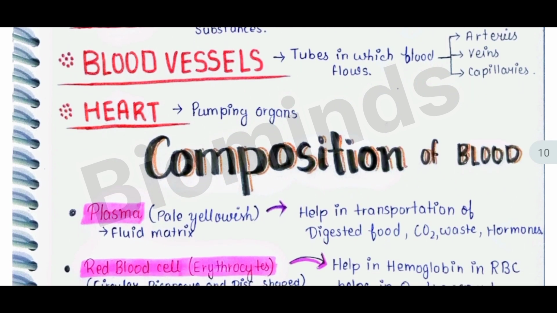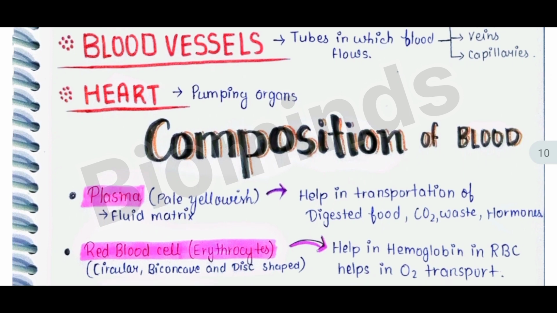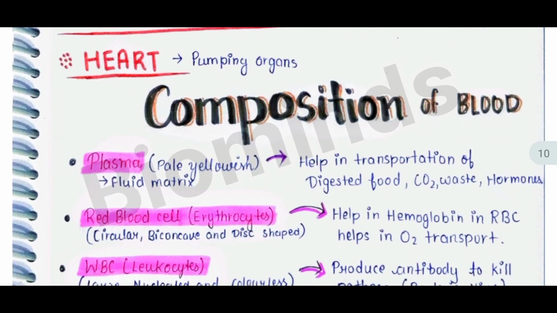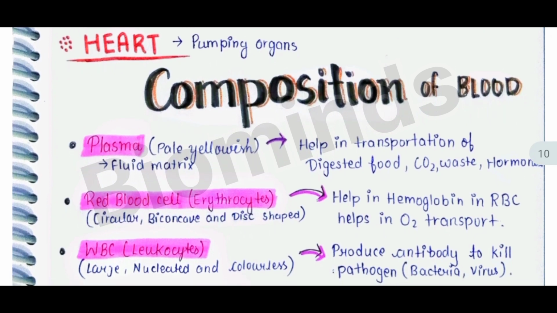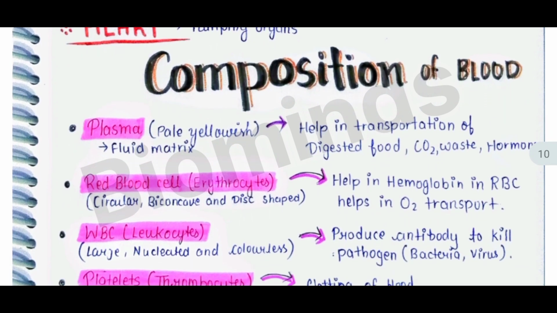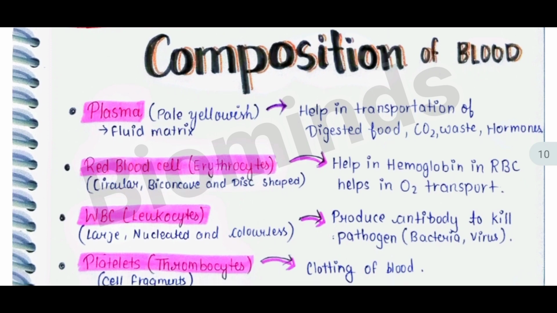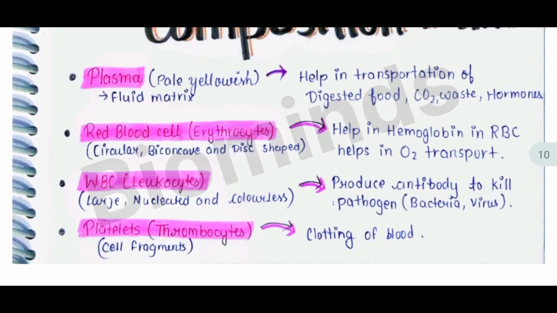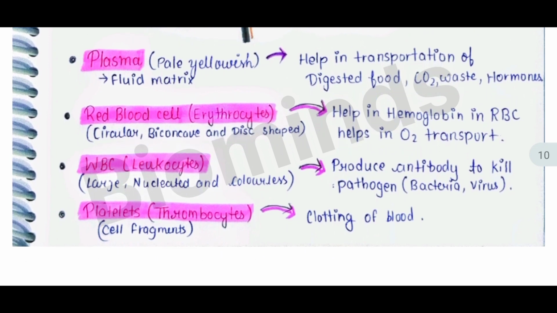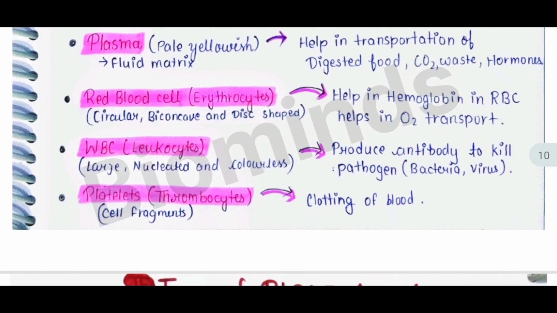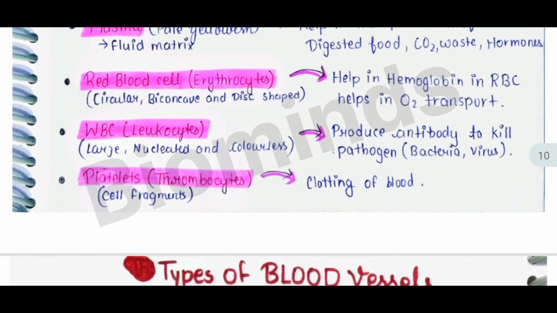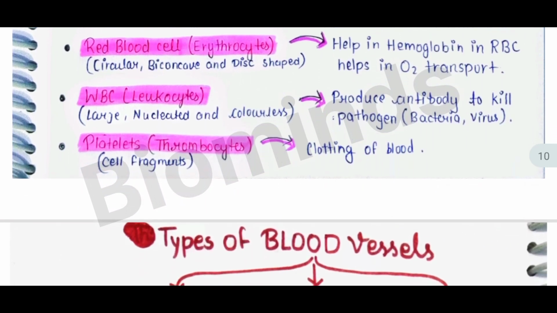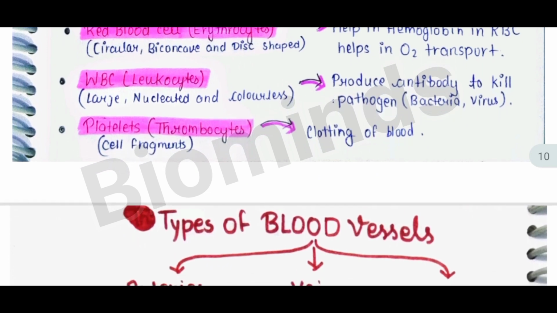The composition of the blood: plasma is pale yellowish in color and helps in the transportation of digested food, carbon dioxide, waste and the hormones. Red blood cells, called erythrocytes, contain hemoglobin, which helps in oxygen transport. WBC, leukocytes, produce antibodies to kill pathogens. Platelets, or thrombocytes, help in the clotting of the blood.